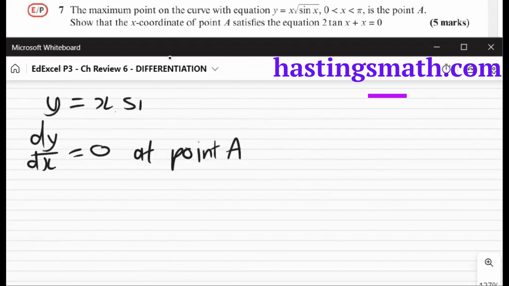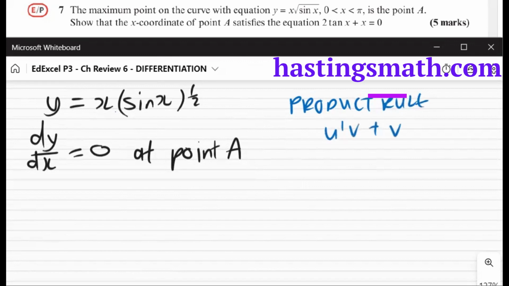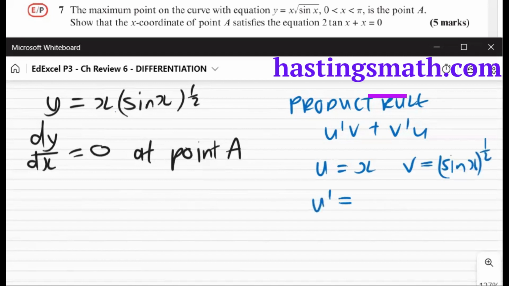So let's take x times sine x to the power of a half. This is immediately a function times a function, so we're going to be using the product rule. The product rule states u dash v plus v dash u, where u is the first function, and we can pick either, and v is the second function, which is sine x to the power of a half. u dash is the first derivative of x, which is 1. And v dash is the first derivative of that, so use the chain rule.